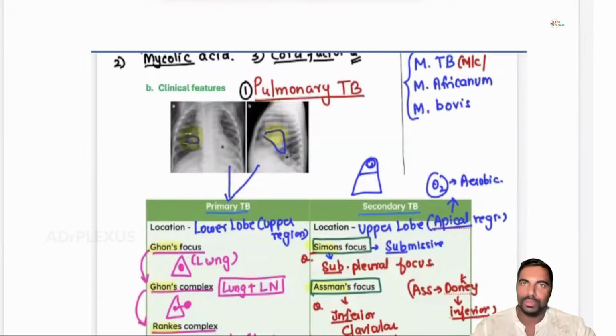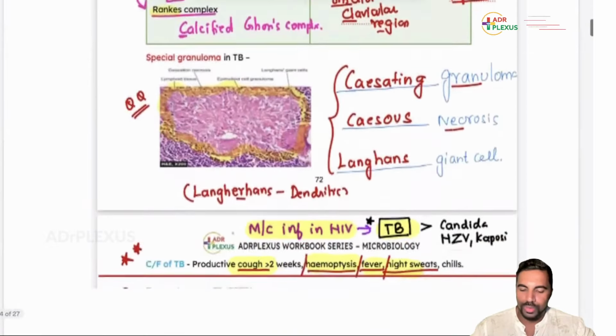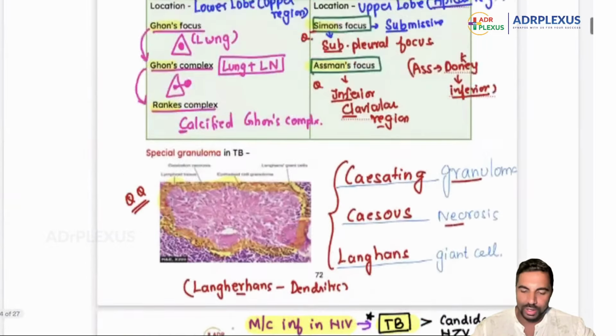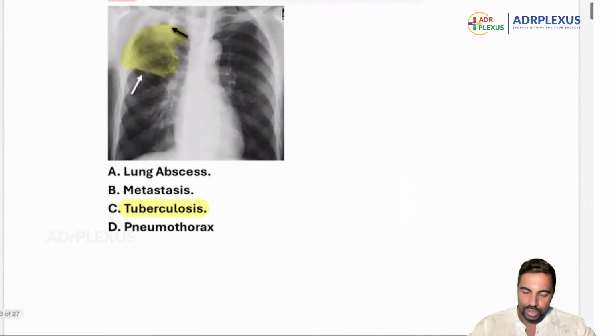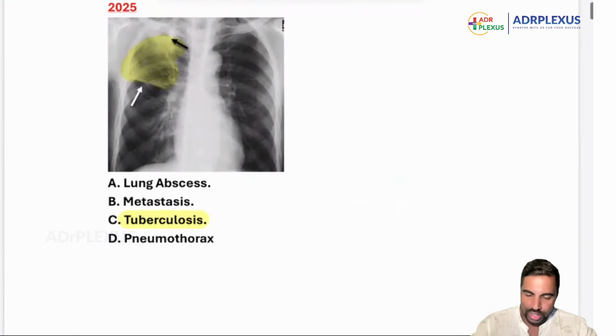Okay, that's obvious, and I'm sure you've done well. Otherwise, no problem. By revision, you'll get better and better. Okay, so your answer is tuberculosis. Tuberculosis we answered. Okay, fine.